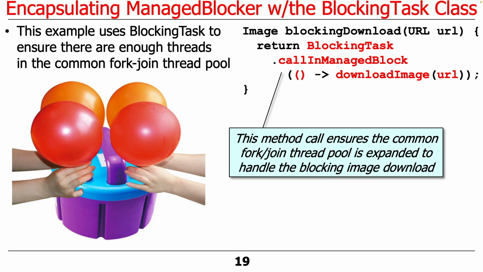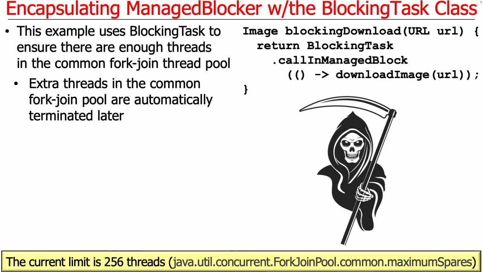So really helpful class that makes your life a lot easier. And what will happen here, if there's extra threads that are created because you've got a bunch of these downloads happening concurrently, then once the burstiness of that particular set of downloads has finished, then the ForkJoinPool will reap them and they can be reused sometime later, but it'll return that memory back to the operating system in the Java runtime environment.